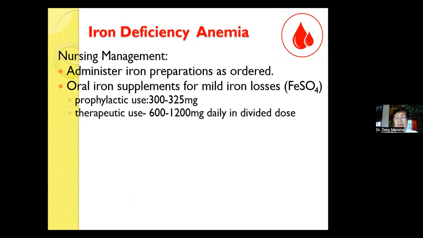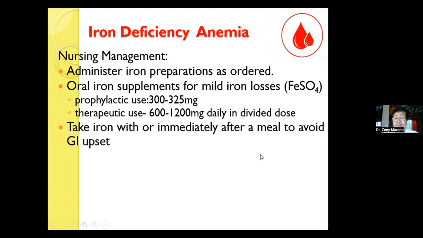Ano yung therapeutic? Yung therapeutic, meron na siyang signs and symptoms ng anemia. Bibigyan siya ng 2, 3 to 4 tablets of iron. Or kadalasan, 3 tablets, 1 tablet 3 times a day. Okay? So, take iron with or immediately after a meal to avoid GI upset.